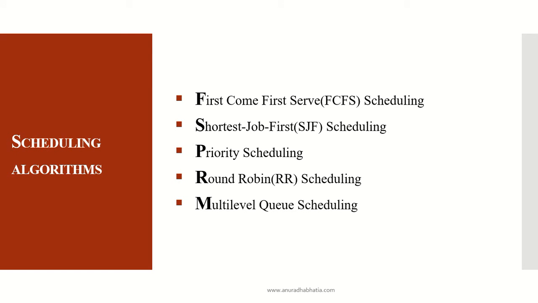Now let's see what the scheduling algorithms are. The first one is first come first serve, commonly known as FCFS scheduling. The next ones are shortest job first, commonly known as SJF scheduling, priority scheduling, round robin scheduling and multi-level queue scheduling. In this particular video, we will study and try to solve problems using the first come first serve scheduling, commonly known as FCFS.